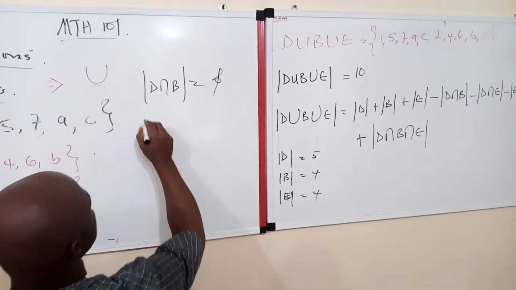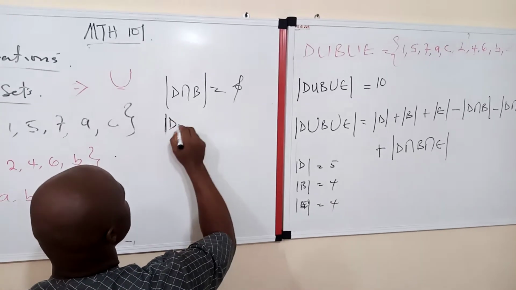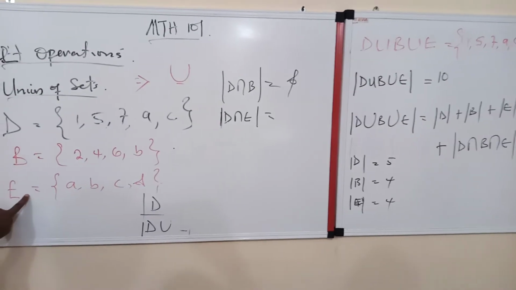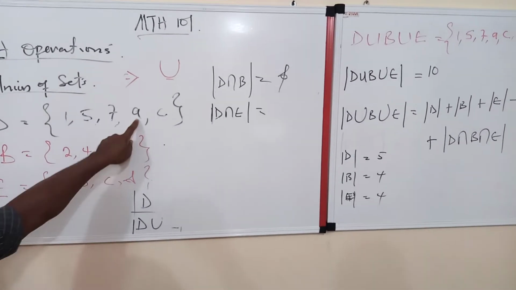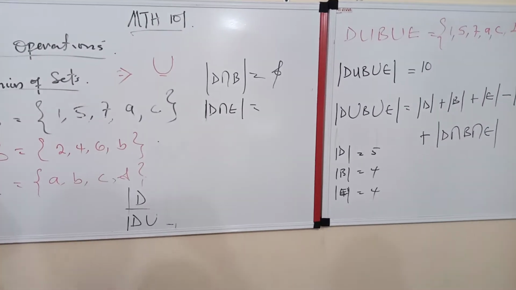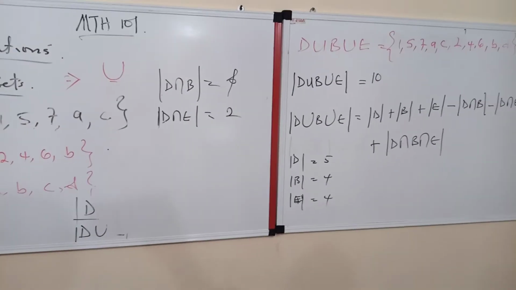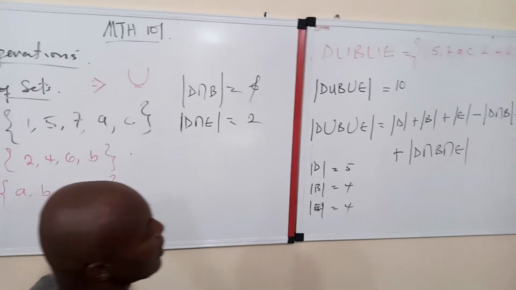Then D intersection E. What do they have in common? You can see that they have A and C in common. So they have 2. Their intersection is a set and the cardinality is 2.